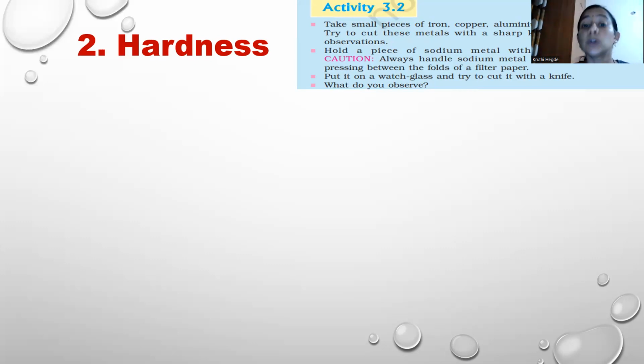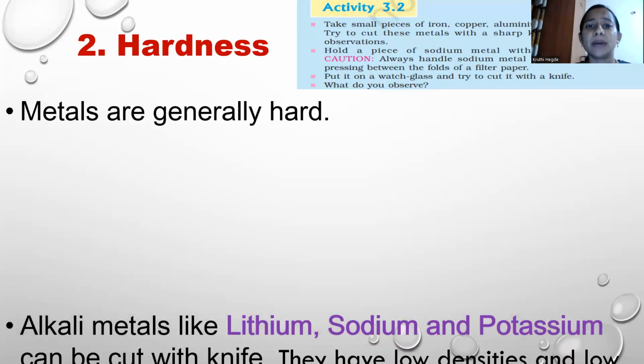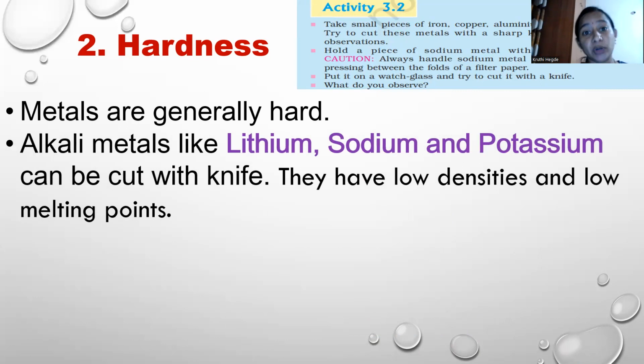So the sodium, if you take with a pair of tongs and try to cut it with knife, it can be cut. That's because sodium is quite soft metal, though it is solid. Not just sodium, but even lithium and potassium are also metals which can be cut with knife. So we can consider that these three metals are exceptional metals which can be cut with knife. Whereas generally metals are hard.